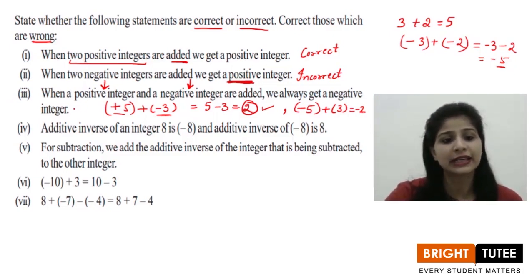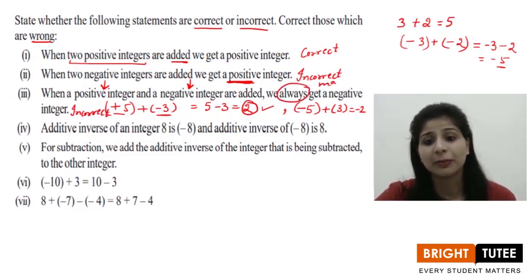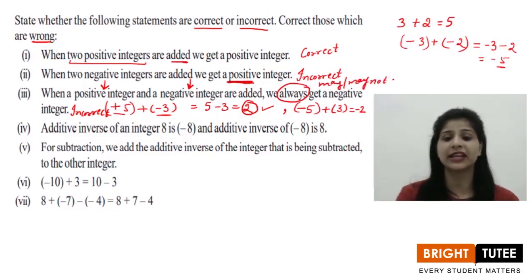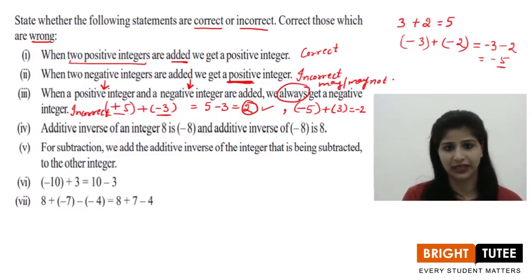So it is incorrect. So what should be the change? Here it should be written, we may or may not get. Or we can write, we will get a positive or a negative of the integers. That will make this statement correct.